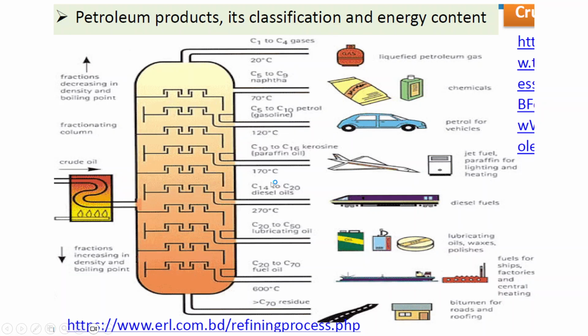So as we come down, these are the lighter products and these are the heavier products. As the carbon content increases, they become heavier and the impurities in them also increase. That is the lubricating oil, used as lubes, waxes, and polishes. C20 to C70 is fuel oil, used in various industries. And greater than C70 is the residue. Mainly it is bitumen, etc., used for roofing and in the manufacturing of roads.